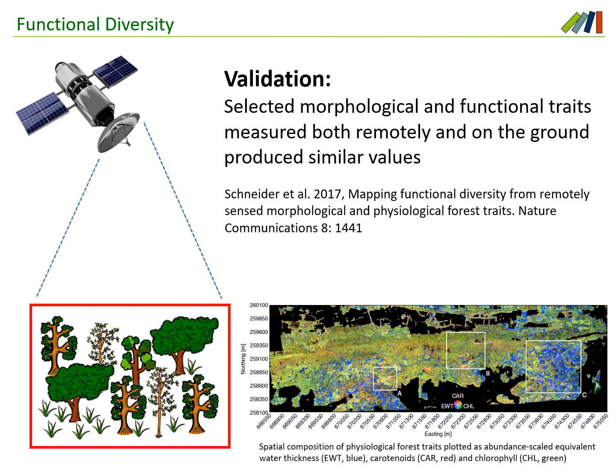In one important validation study, a series of functional traits were measured both remotely and on the ground, and produced similar values. This suggests that we can use these two alternative approaches as best suits the particulars of our study question, yet have confidence that both approaches are converging on the same signal.